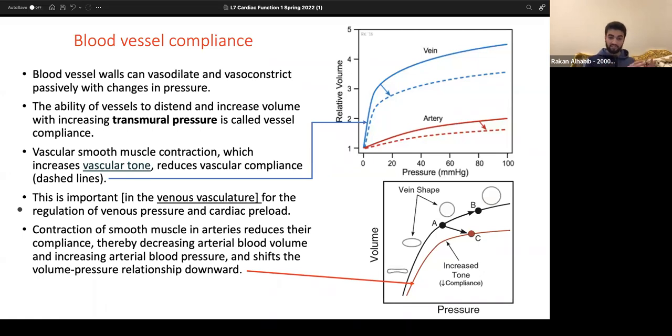So the pressure of the arteries increases dramatically with a little increase in volume, while the veins can accommodate a lot of volume with a slight increase in pressure, because they are compliant. They can basically dilate. And what he says here is that when the veins contract, or increase their tone, they become less compliant, because when I increase the tone, I will not dilate. I will not have more room, so I will decrease the volume I can hold, and I will increase the pressure.